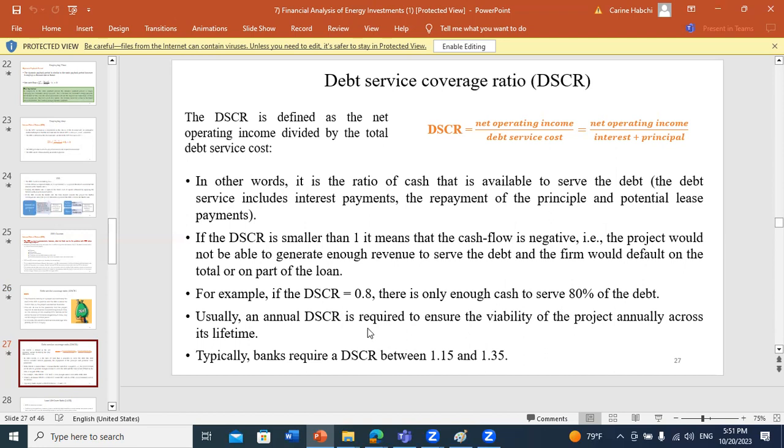And for banks, when you present a study of your project, they will impose on you a DSCR between 1.15 and 1.35. And the higher this ratio, the better it is, because you will be able to pay your loans and at the same time have a profit, start to have a profit.